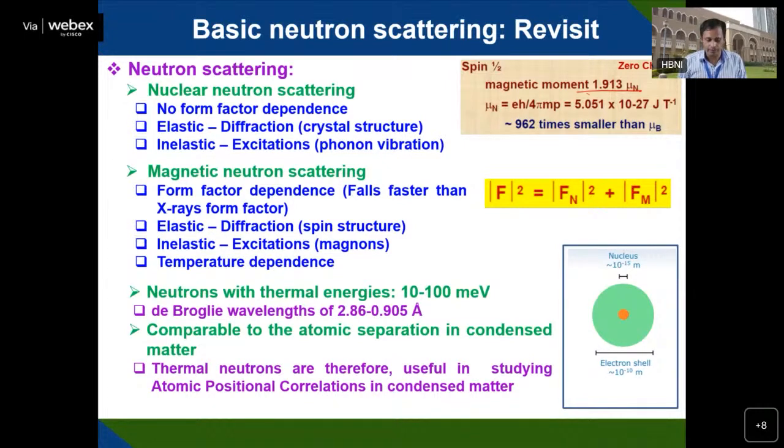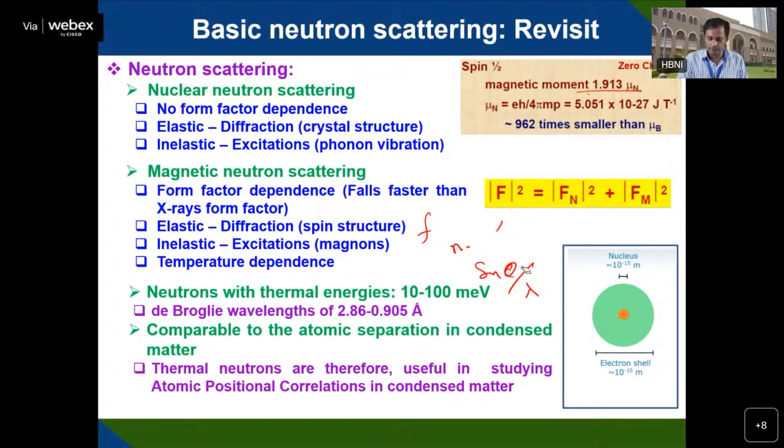So it has a dependence on the form factor that falls faster than for X-rays. For X-rays, as you've seen, the atomic form factor F is proportional to sin theta by lambda. So that case is F versus sin theta by lambda. So the X-ray falls like this, while the neutron falls much faster. This is for X-ray, and this is for neutron. So in form factor, the neutron falls much faster.